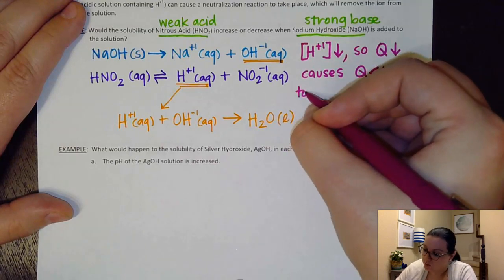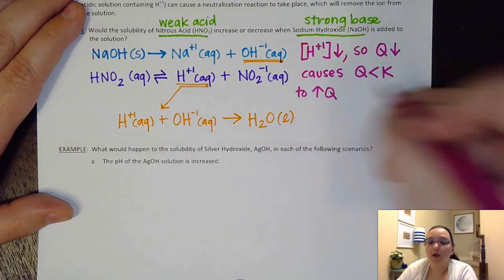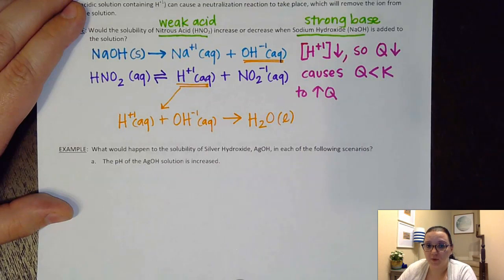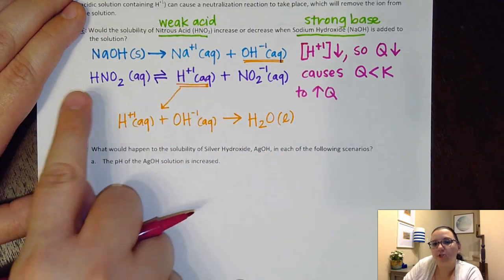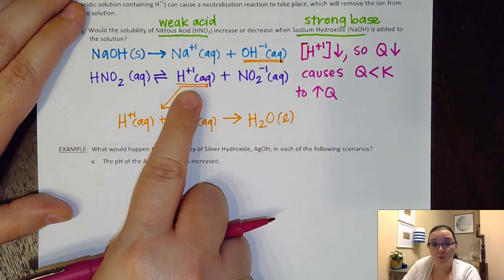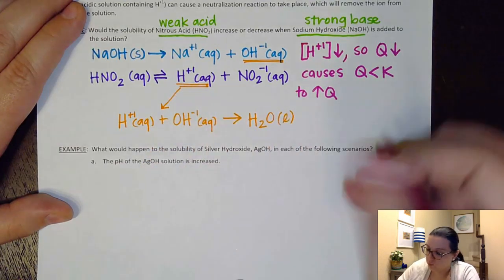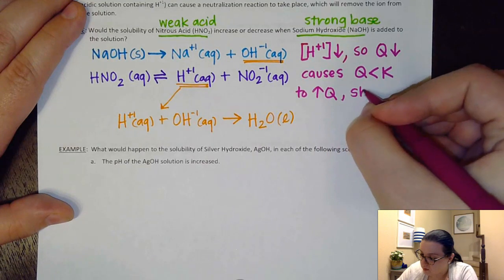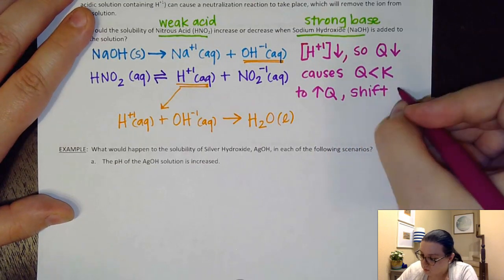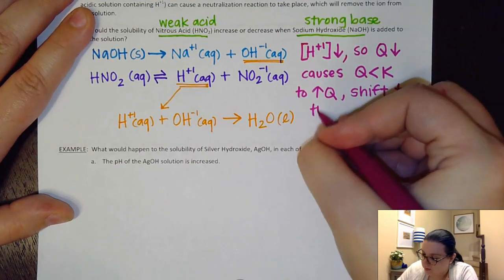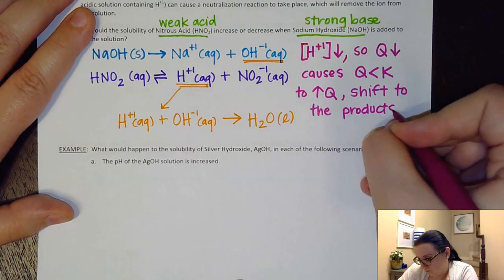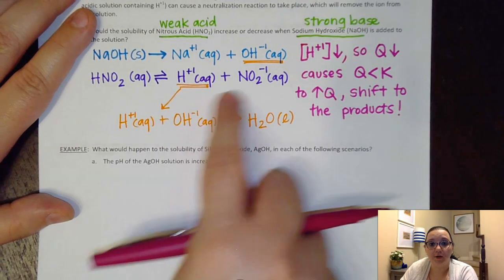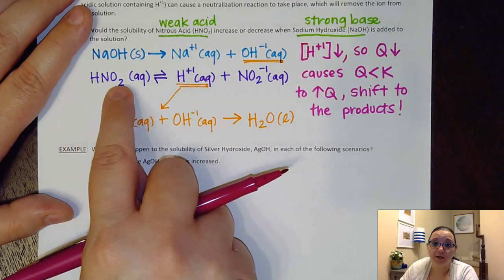So to increase the Q, I'm going to need to shift this equilibrium. Now remember, I'm removing H plus 1. I always shift towards the side that I removed from in order to replace it. So to increase Q, I really want to shift to the products. Meaning products would increase and reactant would decrease.